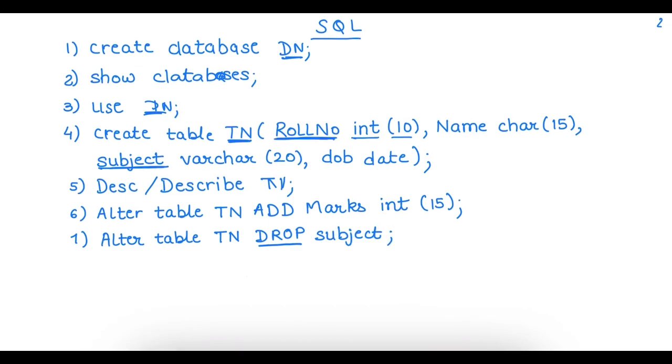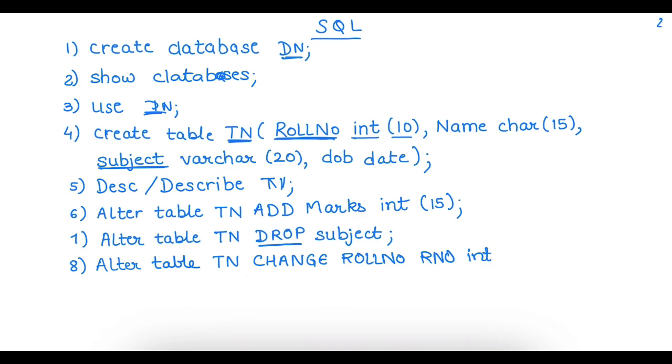So next is to change the name of the column. So I have to write here alter table, table name, change. If I want to make this column name roll number as R number, so I will write here old column name, then new column name, data type, and size.